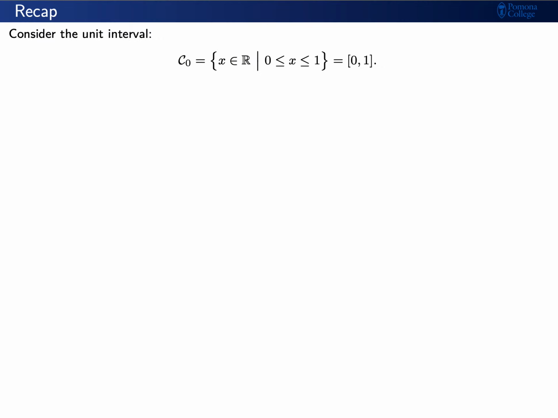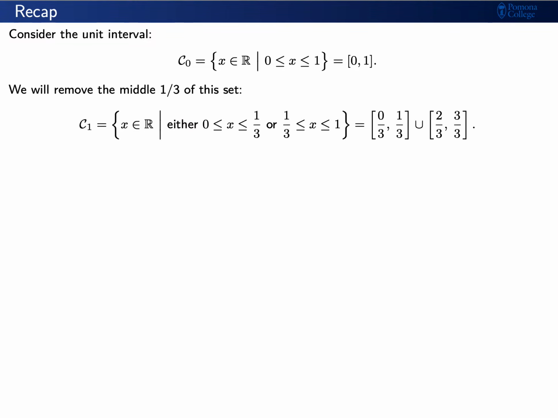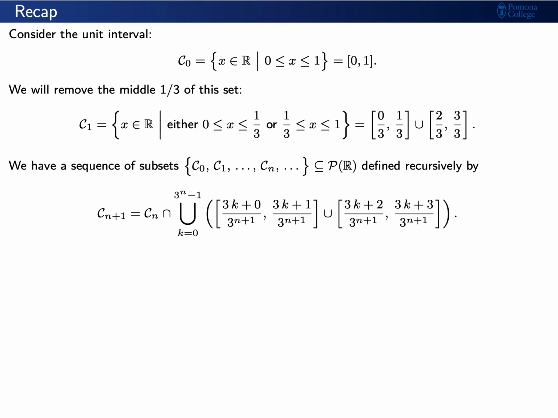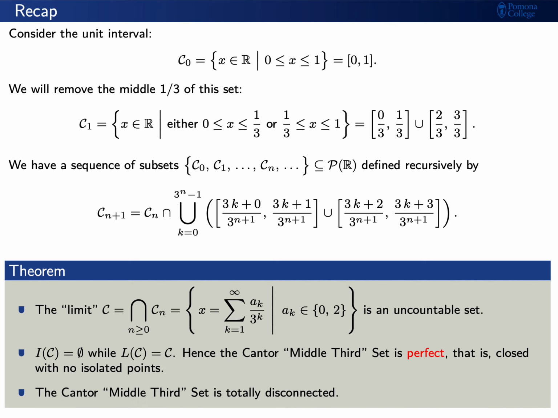Finally, we'll say a few words about the Cantor middle third set. Let's start with the unit interval from 0 to 1. We'll call this C sub 0. We'll now remove the middle third of the set to find the union of the two closed intervals from 0 to 1/3 and from 2/3 to 1. In this way, we'll have a sequence of subsets C sub n defined in a recursive way by just removing the middle 1/3 of the remaining closed intervals.